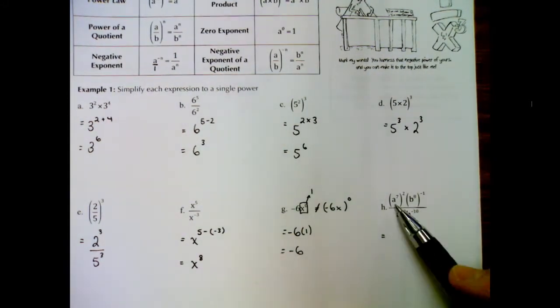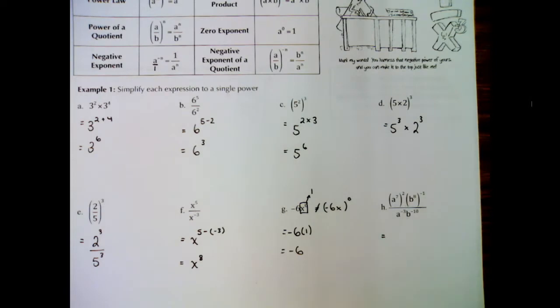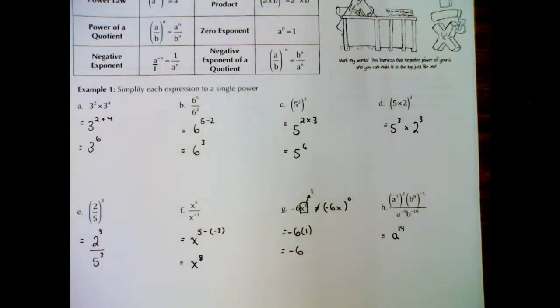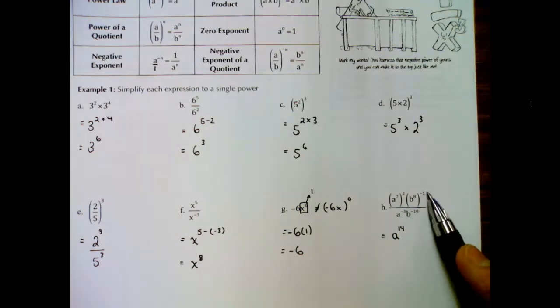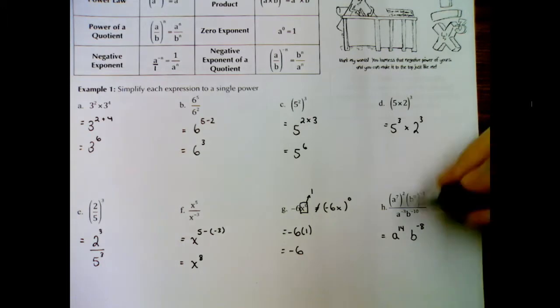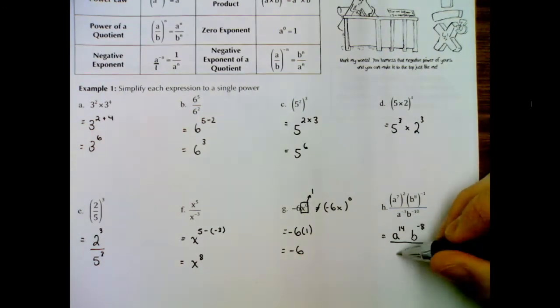So I'm going to work on the top first here. We've got a to the exponent 7 to the exponent 2. Power of a power tells us to multiply. So we get a to the exponent 14. If we do the same thing with our b's, 8 times negative 1, we get b to the exponent negative 8. And I'm going to leave the bottom the way it is right now.